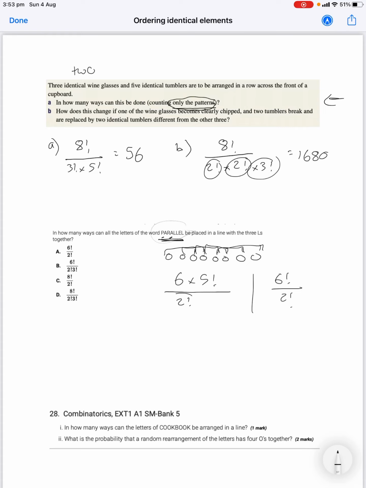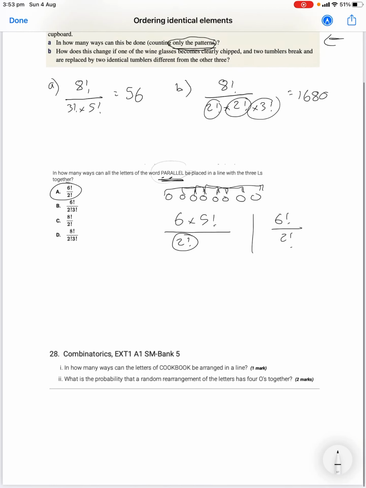And we're dividing it by 2 factorial, like I said before, because we've got 2 A's. Those A's are the same. They matter because we care about where the A's are placed. The L's must be together, which is why we don't divide by 3 factorial. And that gives me the answer A.